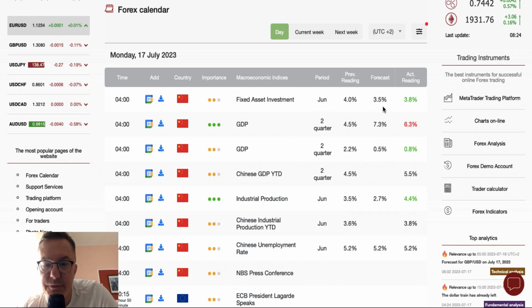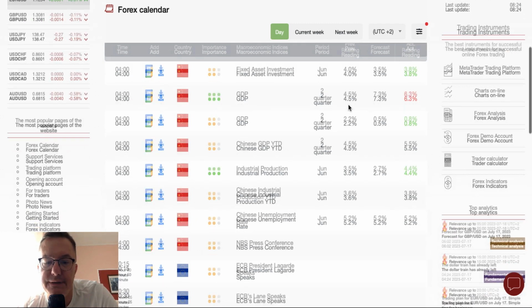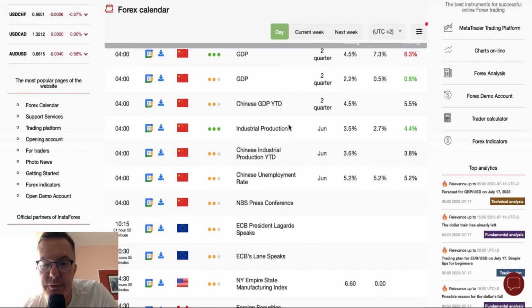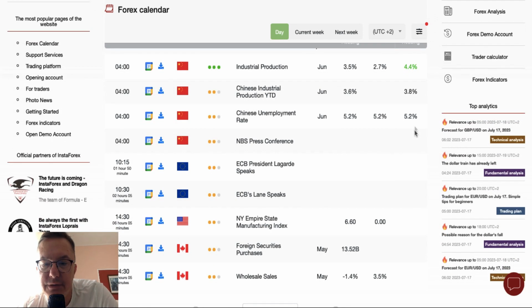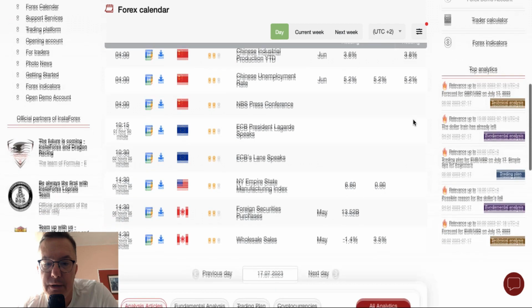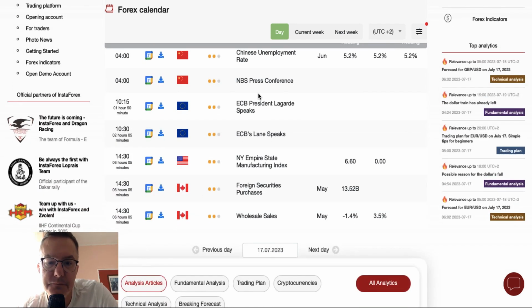Fixed asset investment beats the expectations of 3.5% with the actual reading of 3.8%, but actually it's a little bit lower than 4%. Industrial production beats the expectations and the last reading with the number of 4.4%, and the year-to-date industrial production is at the level of 3.8%. Unemployment rate is on the steady level of 5.2%. So that's the overnight data from China. So what do we have else here on the Monday?